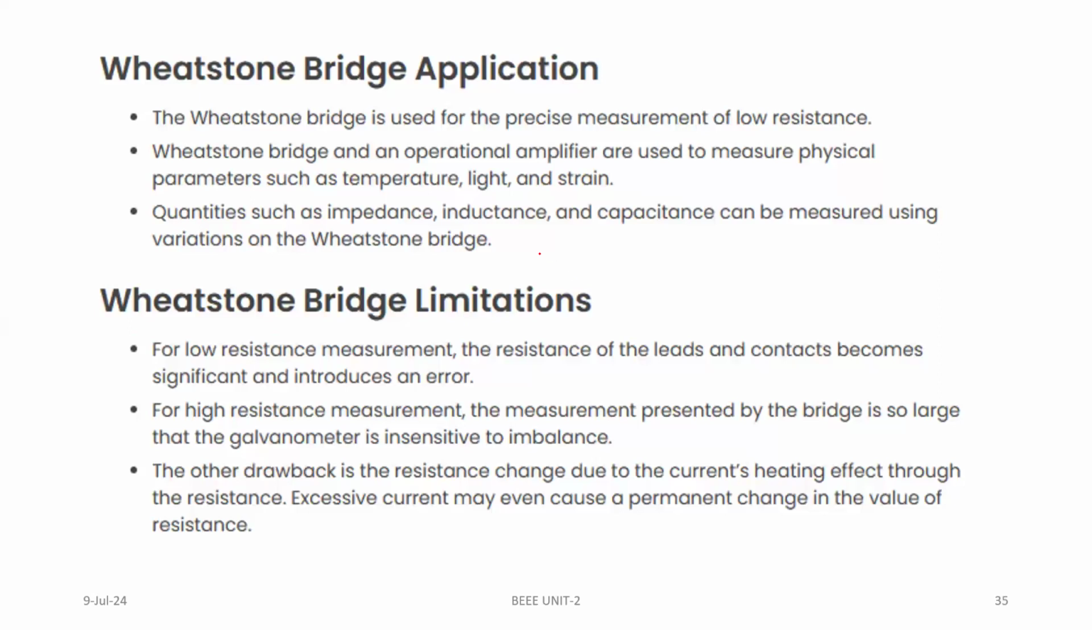Coming to applications, it gives precise measurement for low resistance only. It can be used with an operational amplifier for the measurement of physical parameters: temperature, light, and strength. Quantities such as impedance, inductance, and capacitance can be measured using the principle of the Wheatstone bridge. Limitations wise, it can measure only low resistance; for high resistance measurement it is not suitable. The other drawback is resistance change due to the heating effect of the current. These are the different drawbacks of the Wheatstone bridge.